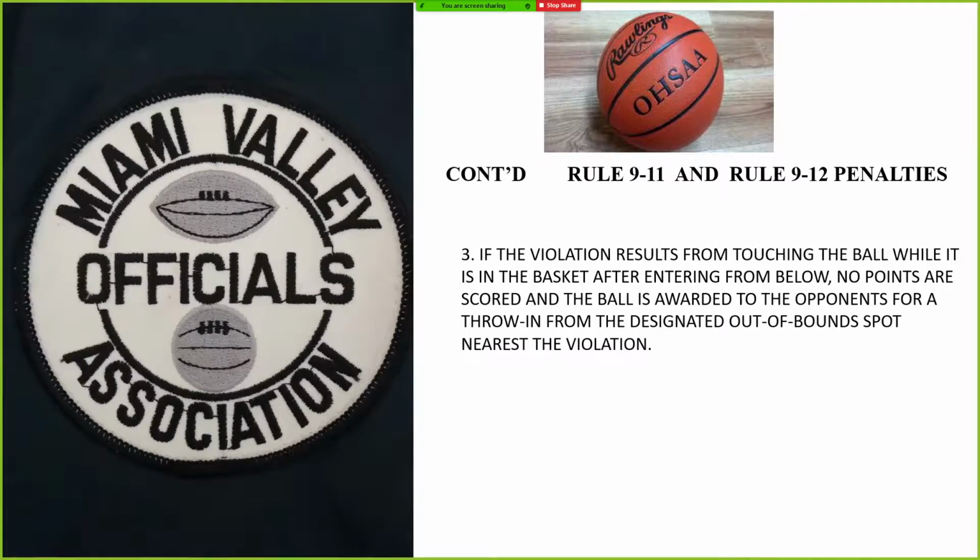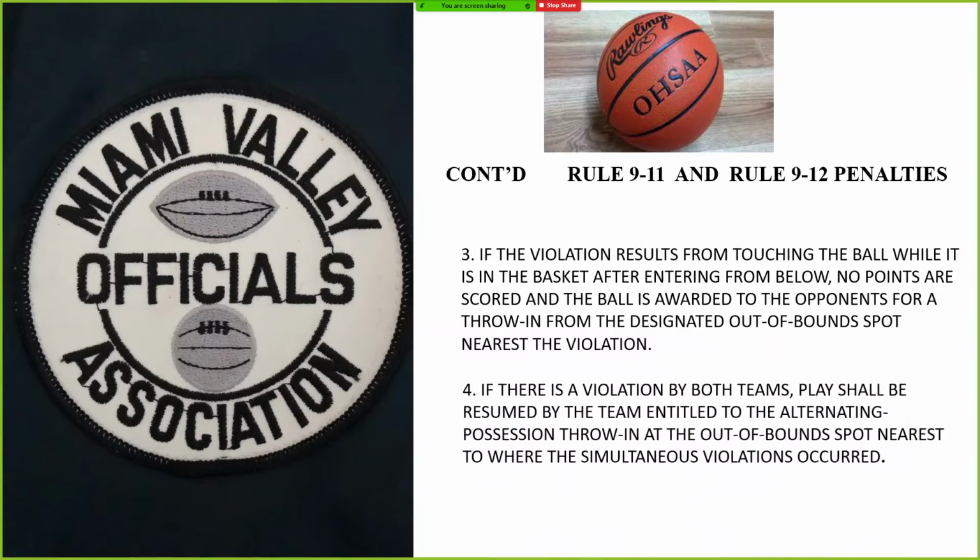Number 3, if the violation results from touching the ball while it is in the basket after entering from below, no points are scored, and the ball is awarded to the opponents for a throw-in from the designated out-of-bounds spot nearest the violation. Number 4, if there is a violation by both teams, play shall be resumed by the team entitled to the alternating possession throw-in at the out-of-bounds spot nearest to where the simultaneous violations occurred.